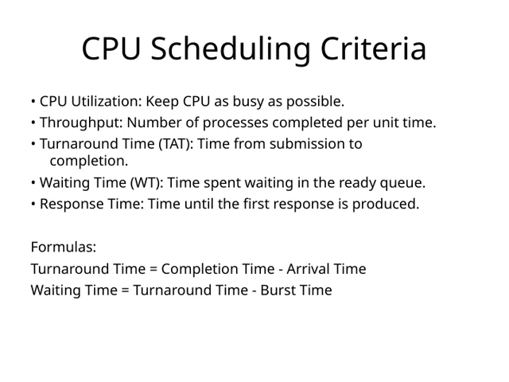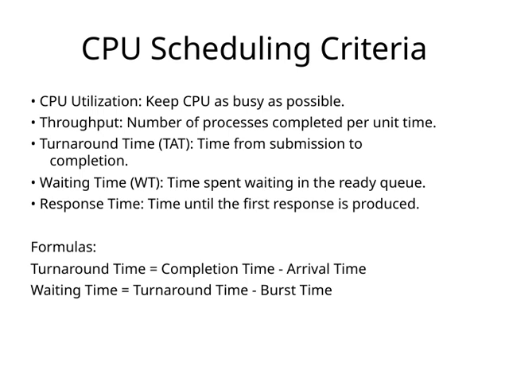Then there's turnaround time, or TAT, which measures the total time from when a process is submitted until it's completed. This is a key indicator of overall system responsiveness. Following that is waiting time, or WT, which is the amount of time a process spends waiting in the ready queue before execution begins. Minimizing waiting time helps improve system responsiveness. Finally, response time is the interval from process submission until the first response is produced, which is critical for interactive systems where quick feedback is expected.